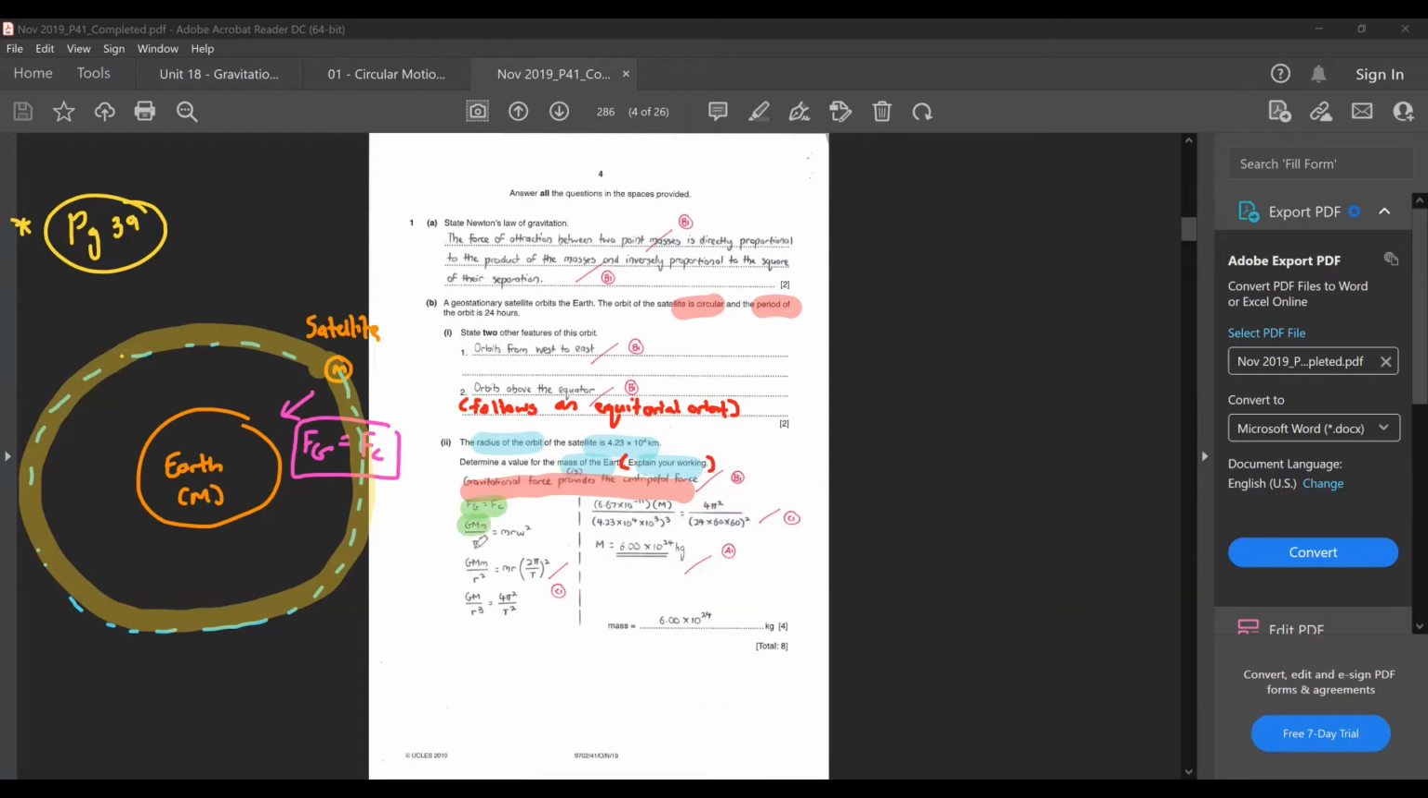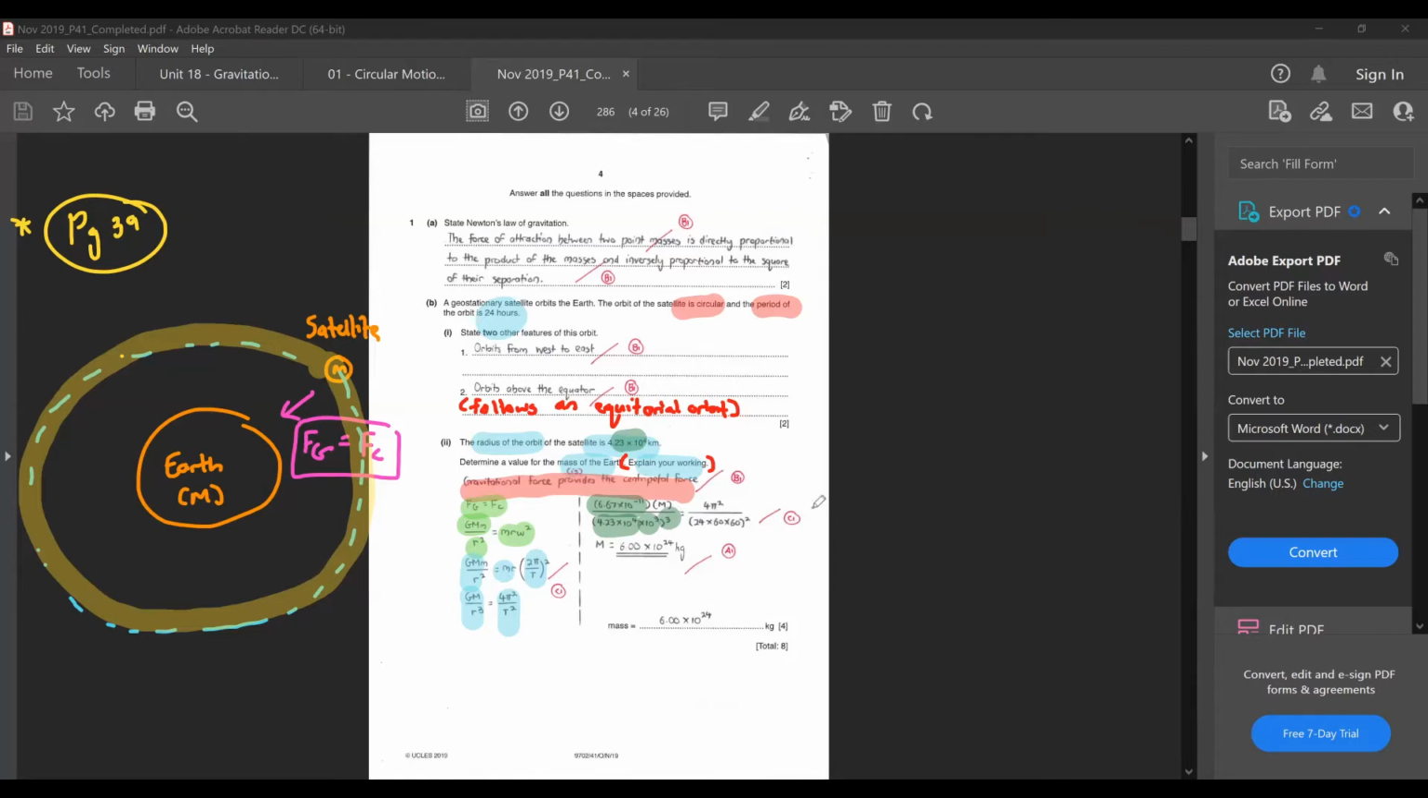So Fg is GMm over r squared. Fc is m r omega squared. And then after that, omega, you try to replace it with 2 pi over T because you have the value of the period in the first place. So you will get GMm over r squared equals to m r (2 pi over T) squared. Simplify it, and then after that, sub in your values. The value of the gravitational constant, capital G, is something you can get from your data sheet. And then after that, the radius is 4.23 times 10 power 4. Remember to change to meter, and then remember to cube.